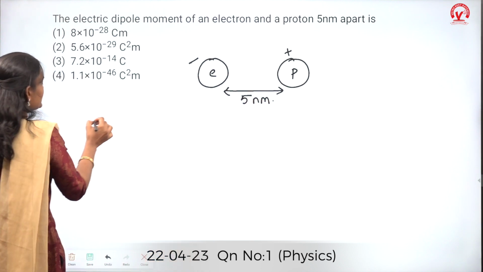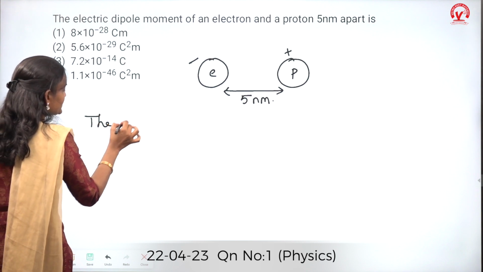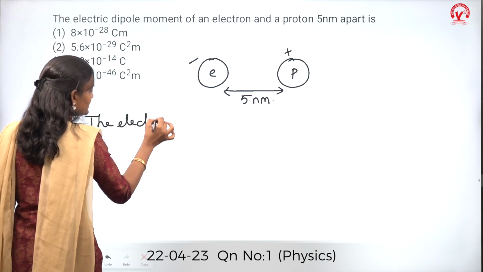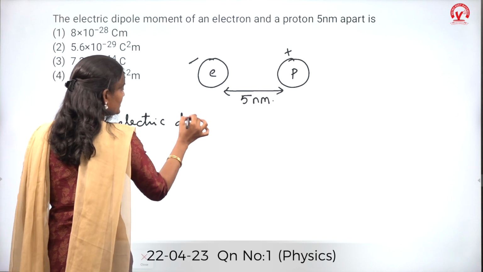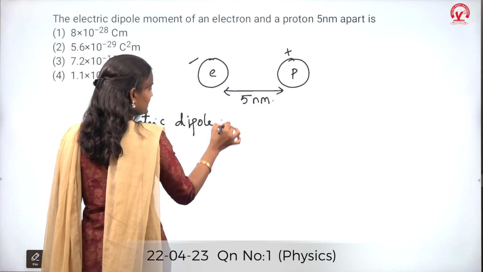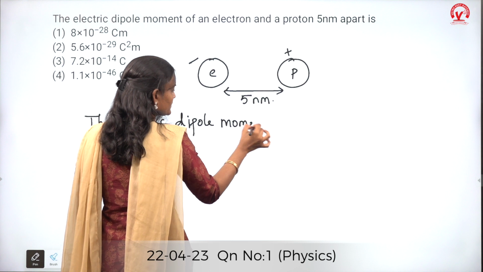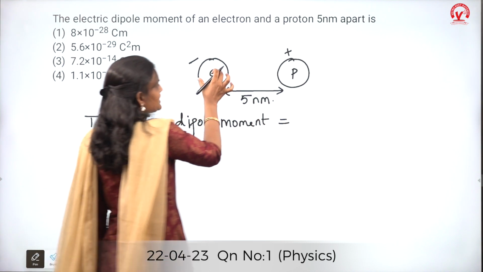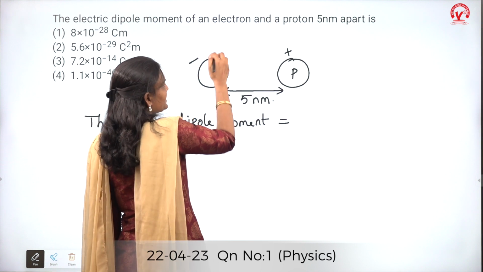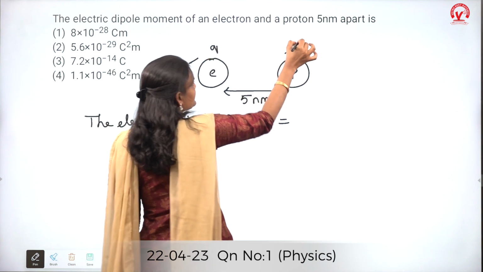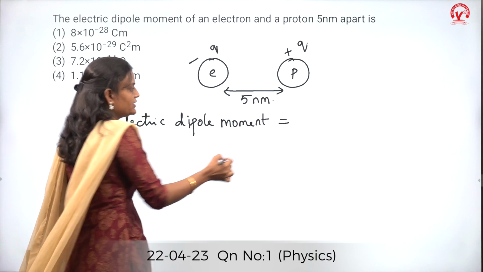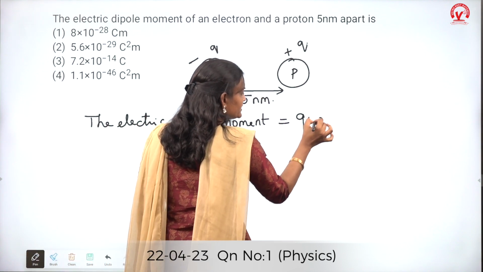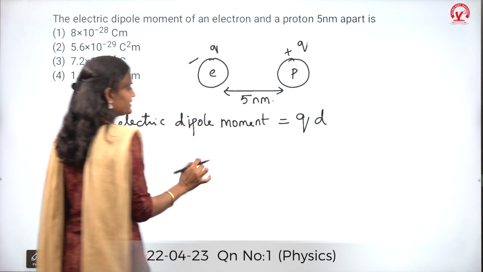They are asking for the electric dipole moment. The formula for electric dipole moment is charge, Q, the charge of the electron and of the proton, times the distance separated here.